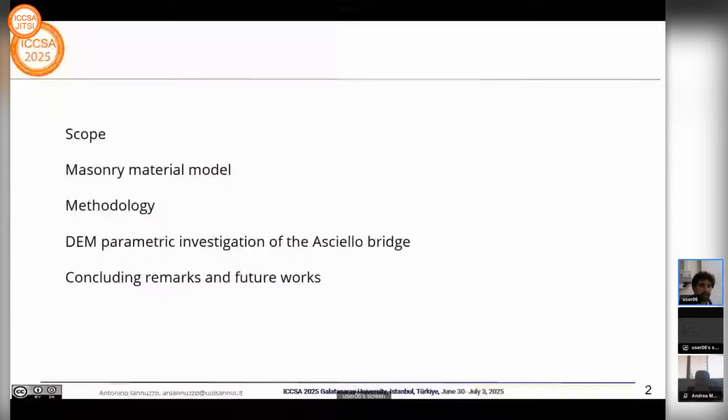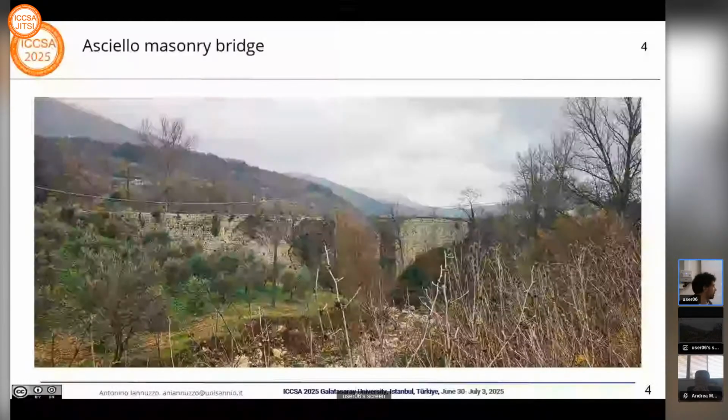This is the index and guide of the presentation. Just to directly dive into the topic, this is a masonry bridge that was built about 150 years ago, next to Benevento. Benevento has this long-lasting history. I'll show you a couple of them.